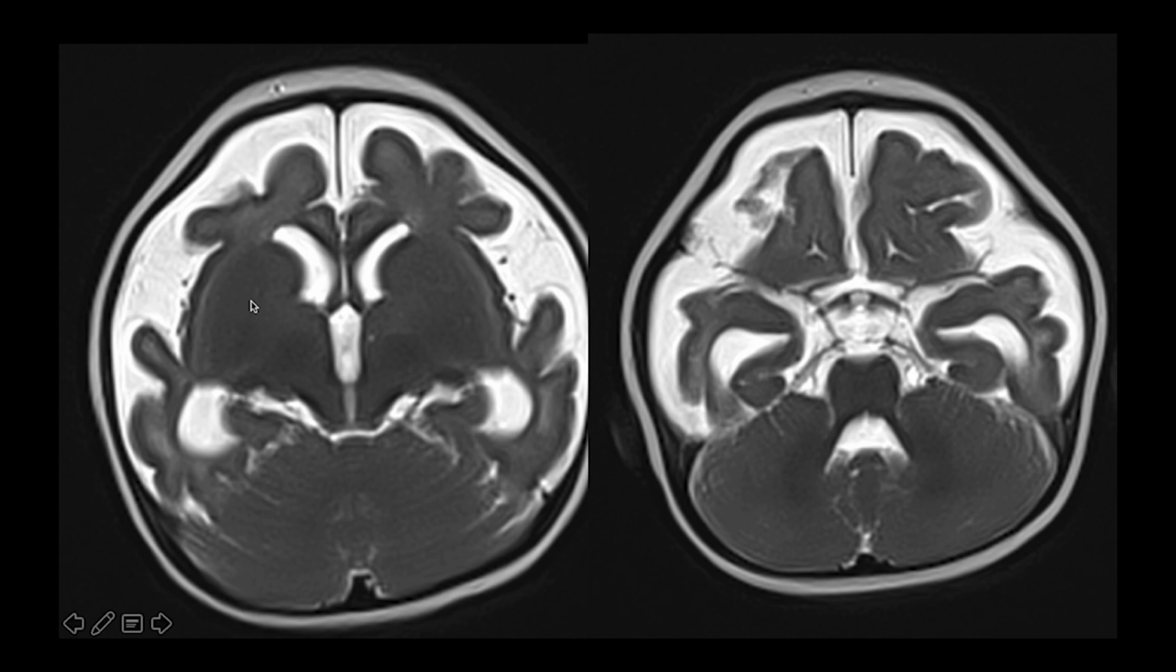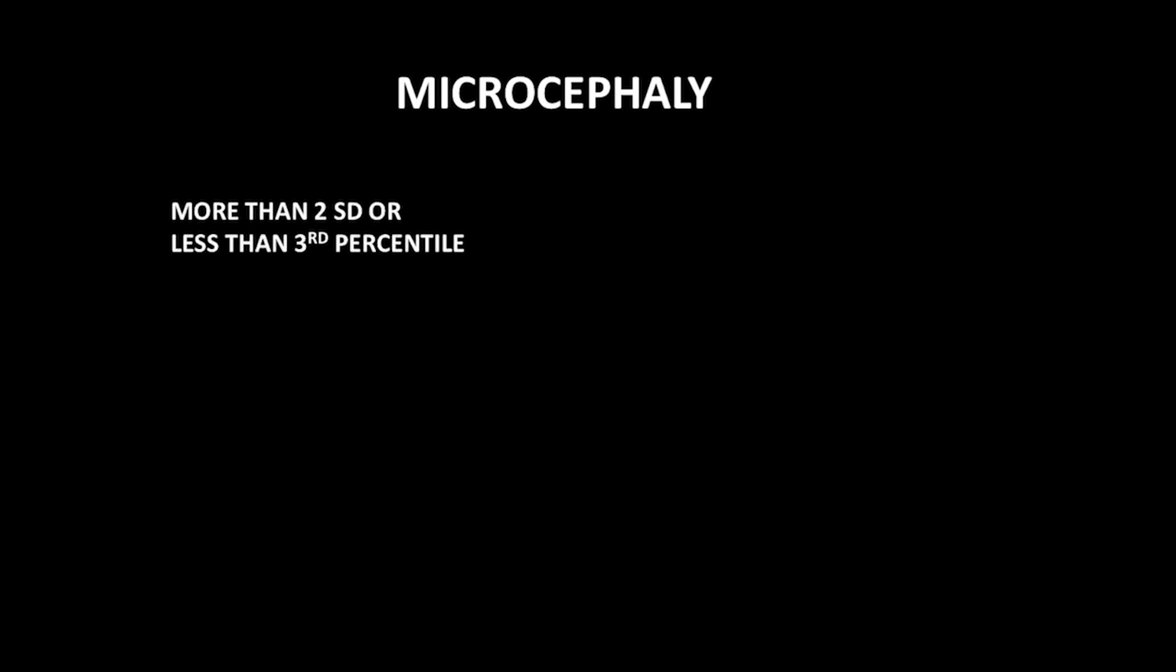Here we need to assess the basal ganglia. The thalami appear a little hypoplastic. The basal ganglia appear normal, and the brainstem and cerebellum need to be assessed. The cerebellum looks larger or normal in development. The brainstem is also nearly normal. So, microcephaly: when do you call microcephaly? If the head circumference is more than two standard deviations below the mean, then it is microcephaly. If it is less than the 3rd percentile, then it is microcephaly.